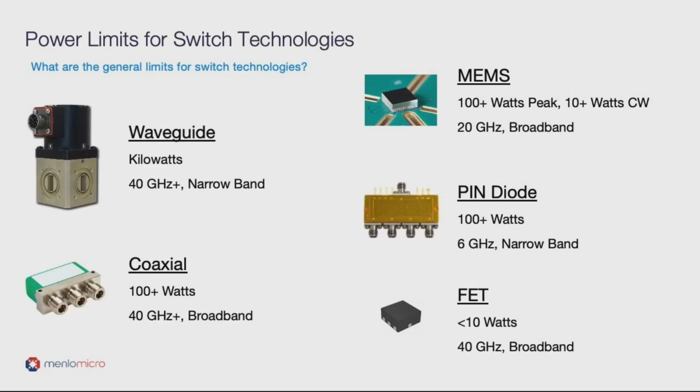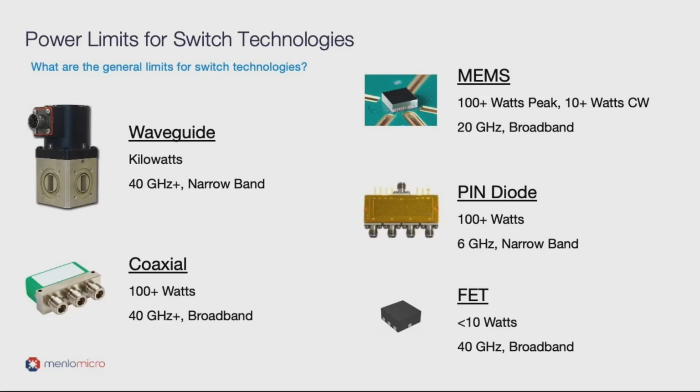Now, to go over the upper limits of power handling for each of those switch technologies, we can start with waveguide switches. They can reach into the kilowatts of power handling, and they have frequency ranges upwards of 40 gigahertz, but are narrowband switches, so each switch is designed for a narrow frequency band. Coaxial switches can reach the hundreds of watts of power handling and also have frequency ranges that extend into millimeter wave beyond 40 gigahertz. They are typically broadband switches, so they can handle DC power all the way up to whatever their maximum frequency is.